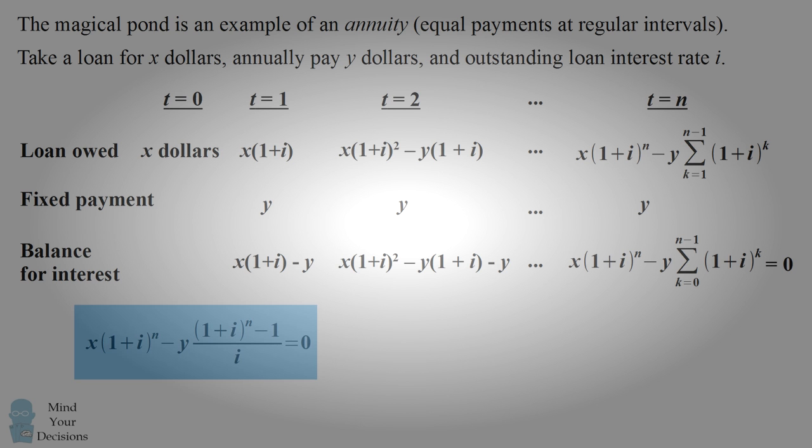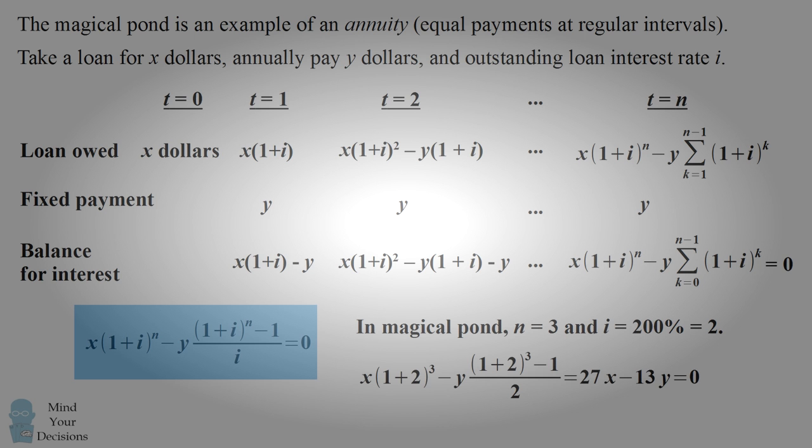And this can be used for any annuity where you take out X dollars, you have an interest rate of I, and you have n periods. In the magical pond, we had 3 different temples, so we had 3 different periods, and between each temple we had to swim in the pond, and the number of flowers we had tripled, which is an interest rate of 200%. We can substitute these values into our annuity formula, and notice we end up with exactly the same equation of 27x minus 13y equals 0.